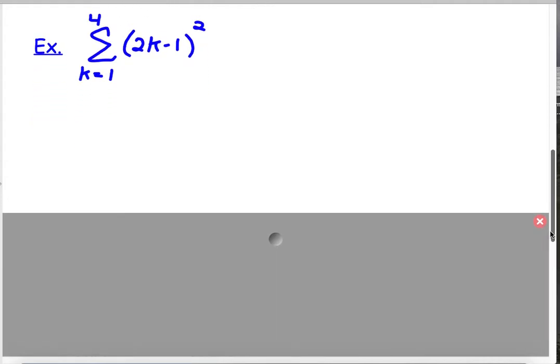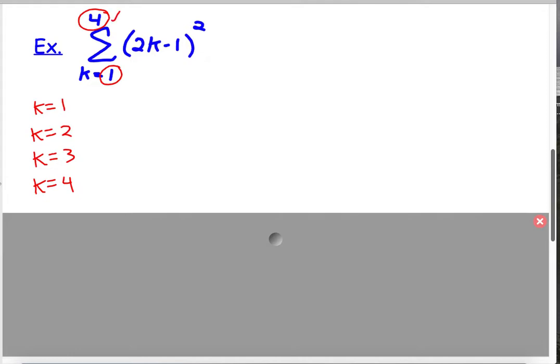Now, how would you read this? There's a couple different ways to say it, but basically you would say sigma k equals 1 to 4 of (2k minus 1) quantity squared. This is our index here. K is our index variable. This is the lower limit, and this is the upper limit. So that means that k is going to start at 1. You always have to go by integer values. So k will be 1, then k will be 2, and then k will be 3, and then k will be 4, and then we stop, because up here it says stop after 4.